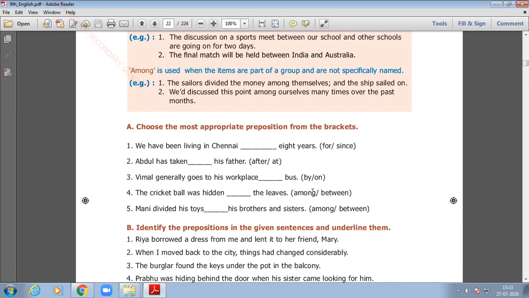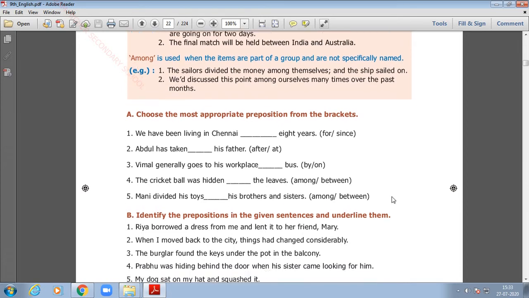Okay, when to use among and between. I told you, you can easily remember. Two means between, more than two means among. Okay, this is how you can bear it in your mind, the easy clues. Okay, money divided his toys, brothers and sisters. Okay, more than two.